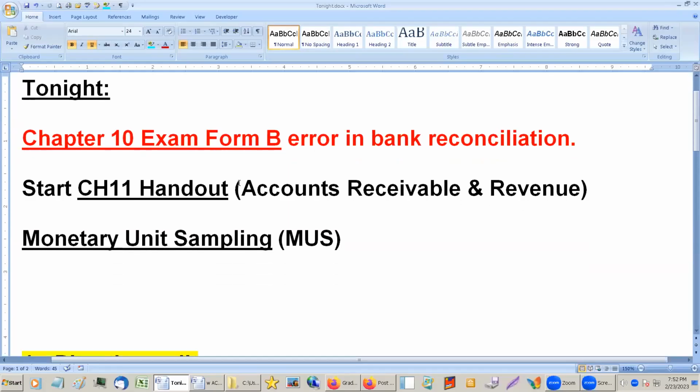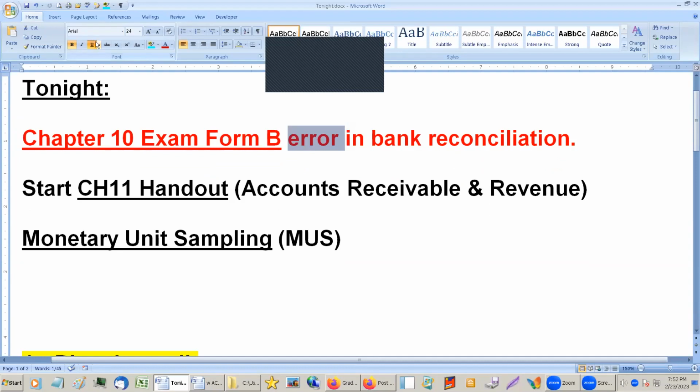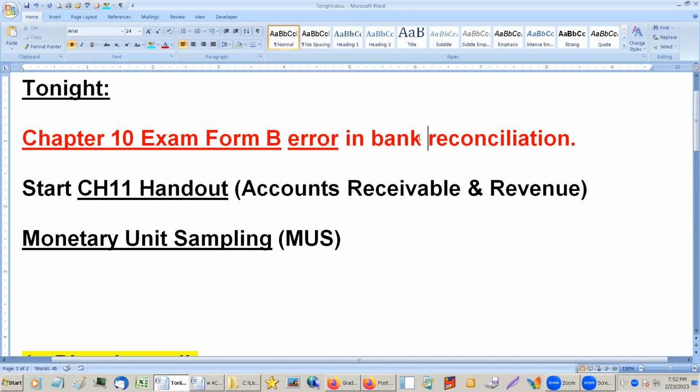If you have Form B, I sent out an email. There's an error in the original one I sent out in the bank reconciliation. It's off by 20,000. If you already turned it in and it's off by 20,000, don't change it. That's fine. It's an error in the test. But if you haven't turned it in or haven't started on it, the corrected one was sent out in an email. The original one has an error in the bank reconciliation. The second one is correct.